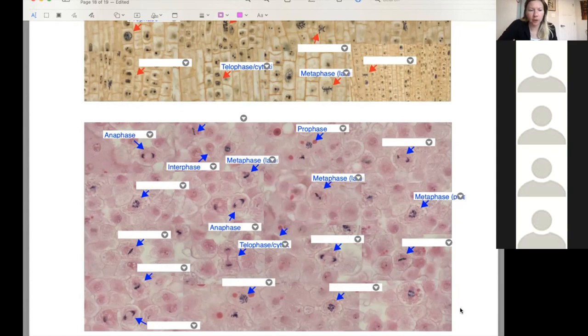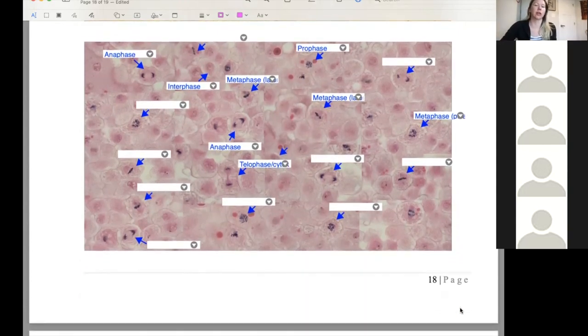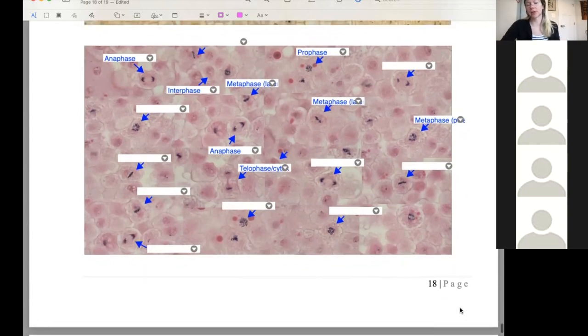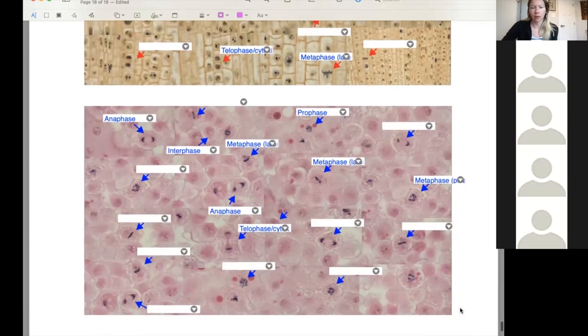So pretty self-explanatory, these pictures, and there's lots of examples you can find online too if you feel like you need a little more practice with identifying these different phases. But the pictures that you see on your exam will be very clear which of the PMAT phases you're in.